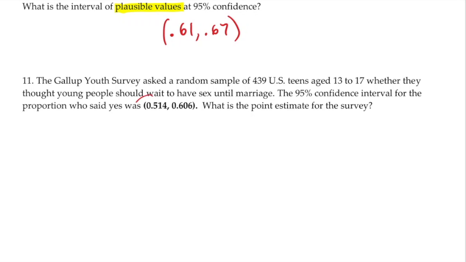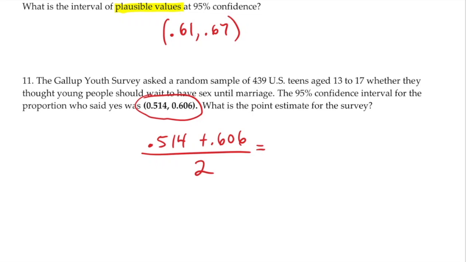Remember, the interval is 2 standard errors long. So right in the middle is where you're going to find the point estimate. All you've got to do is average these two numbers, and you're going to find the middle of the interval, which is where the point estimate is. 0.56. That's the point estimate.